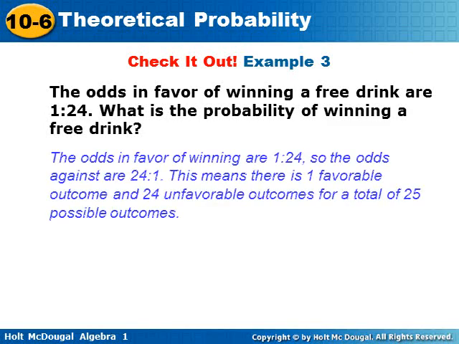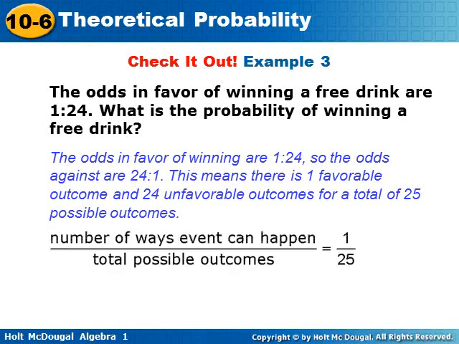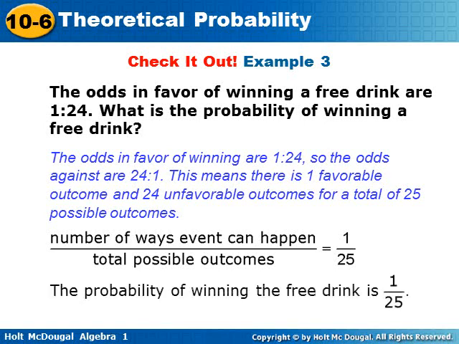The odds in favor of winning are 1 to 24, so the odds against are 24 to 1. This means there's 1 favorable outcome and 24 unfavorable outcomes for a total of 25 possible outcomes. So for probability, it's the number of ways the event can happen over the total possible outcomes. So it would be 1 out of 25. The probability of winning the drink is 1 out of 25.